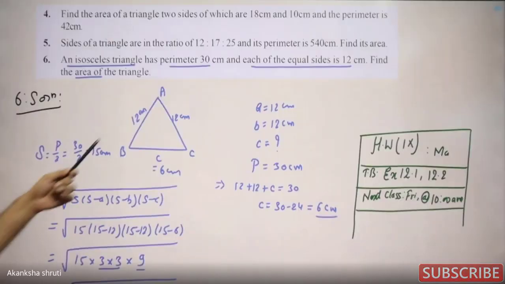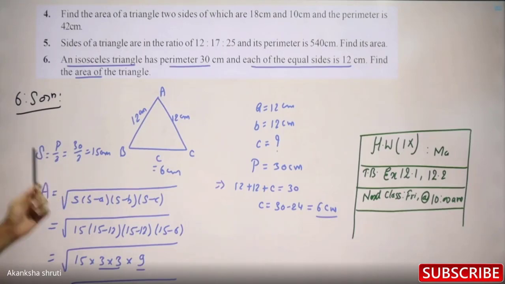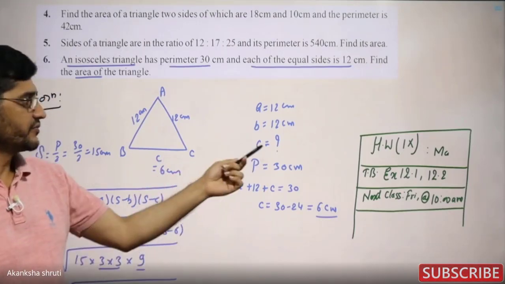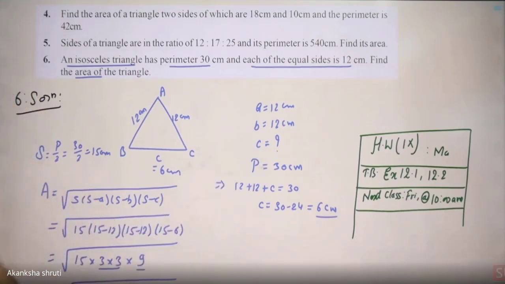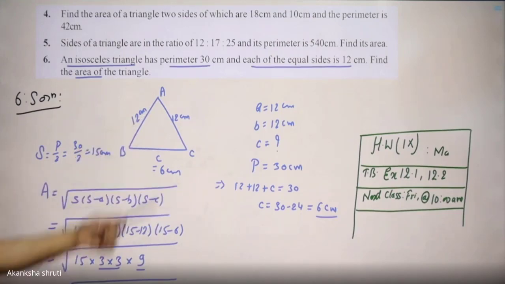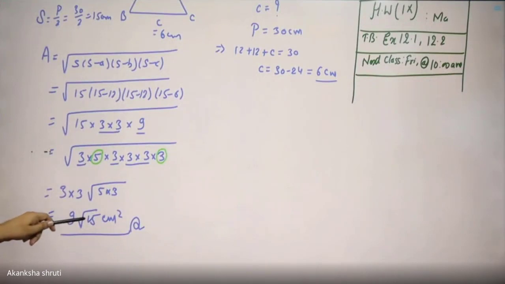In question number 6, an isosceles triangle was given whose perimeter was given as 30. So from here, the third side we can calculate and the semi-perimeter we can calculate. Let us consider the third side as C. Then 12 plus C is the perimeter 30, so C is calculated. Then the semi-perimeter is 30 by 2, 15. Go on substituting. We are getting the area as 9 under root 50.